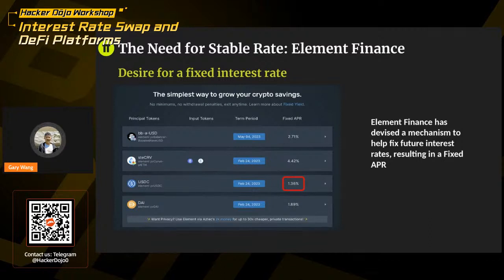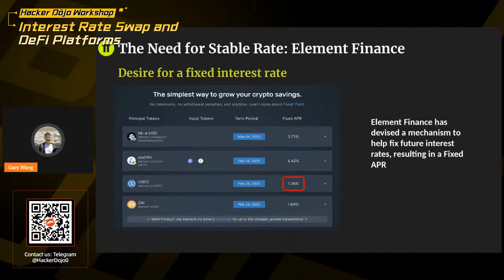So after seeing the first attempt by Aave to design stable rates, I will next introduce another protocol that first successfully created an interest rate swap market on decentralized finance platforms. This protocol is called Element Finance. You can check out their website, Element.Finance, or search for it via Google.